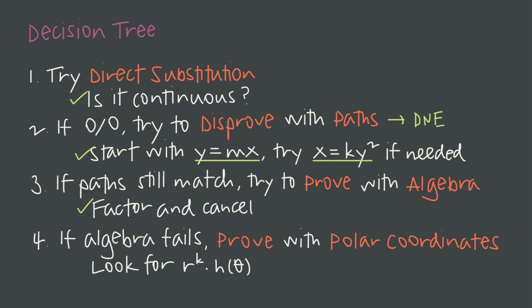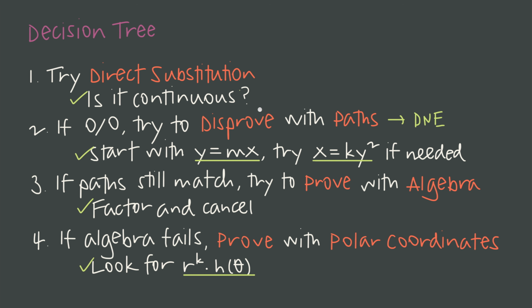In other words, going back to our decision tree, what we're looking for when we're trying to prove the value of the limit with polar coordinates is this value here, r to the k times h of theta. If we find that, then we know by Squeeze theorem that the value of the limit is 0. But if we find simply h of theta, our limit does not exist. Or if we find this expression, but k is less than 0, such that we have h of theta divided by r to the k, that also means that the limit does not exist. This is the decision tree we want to move through in order every time we're trying to find the limit.